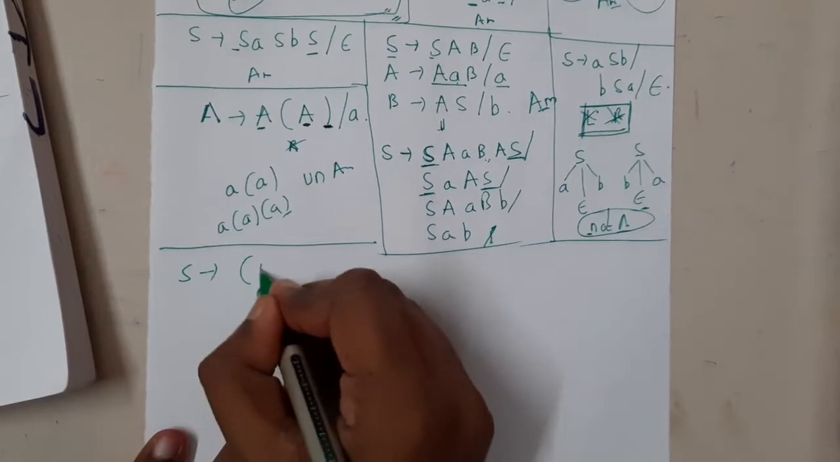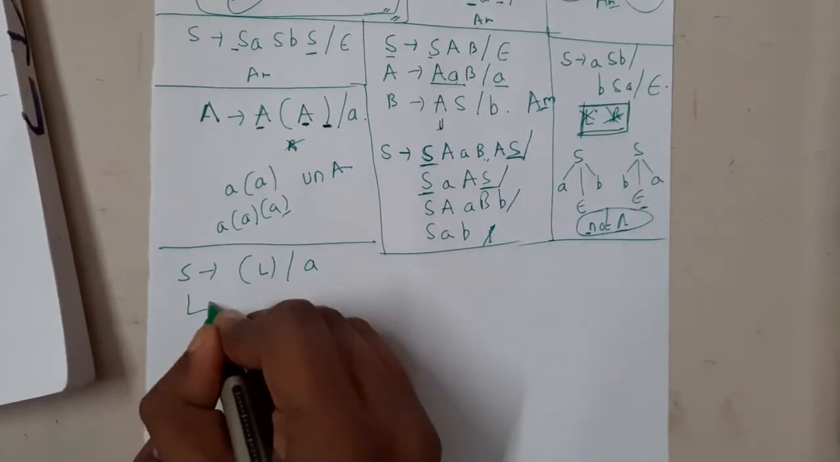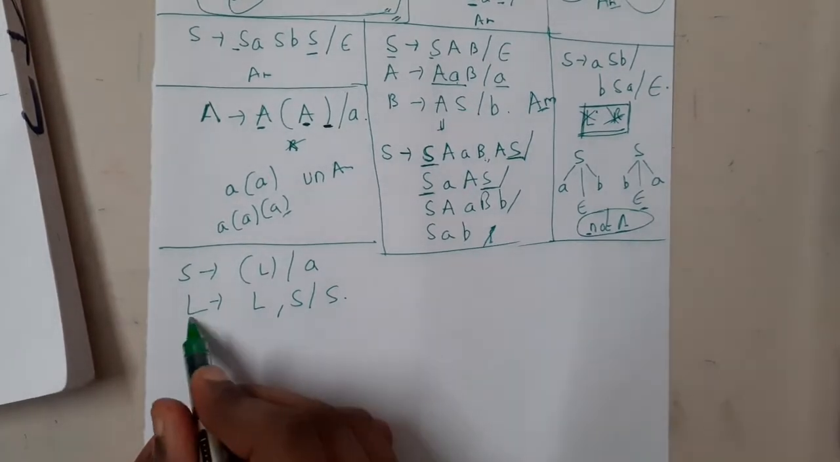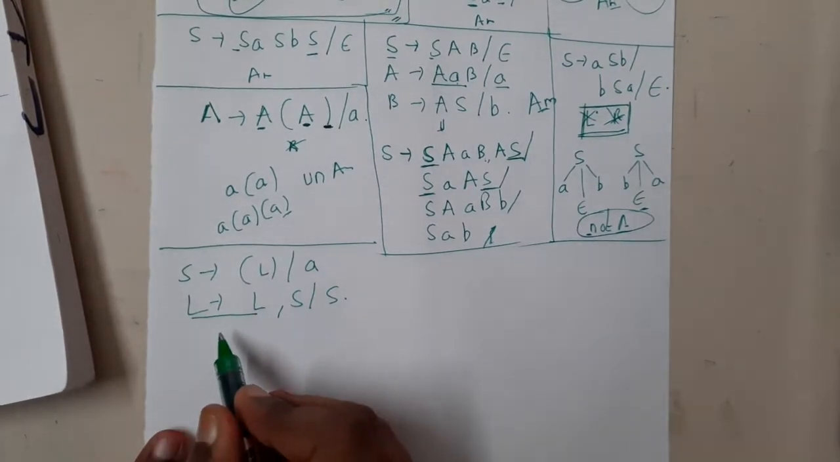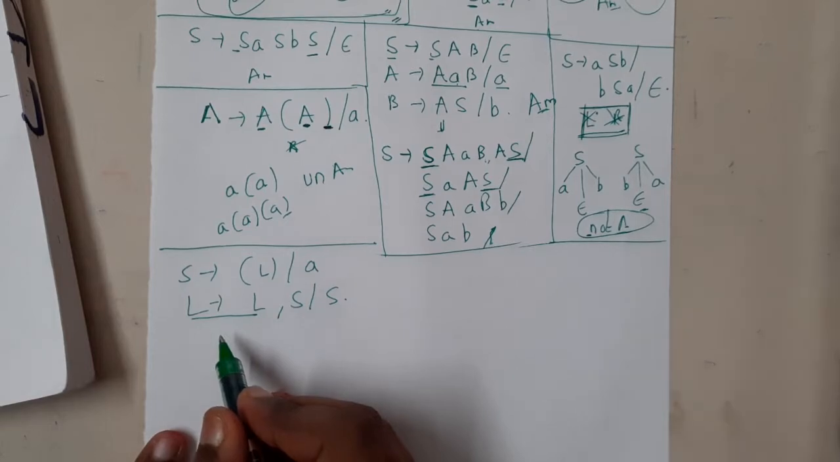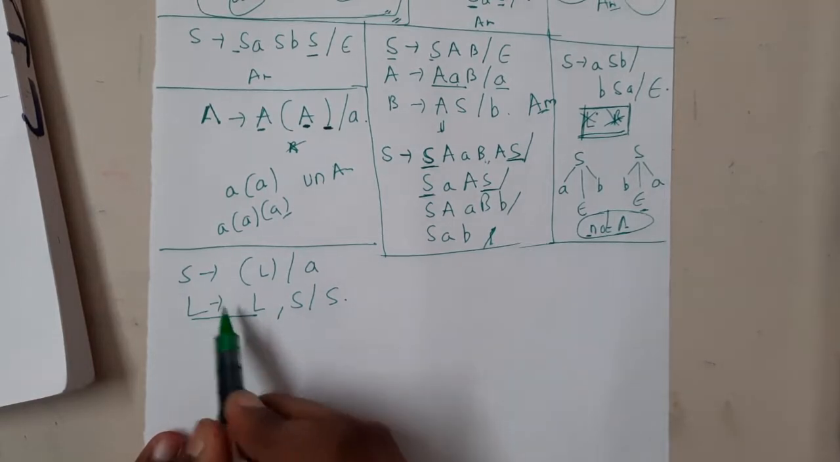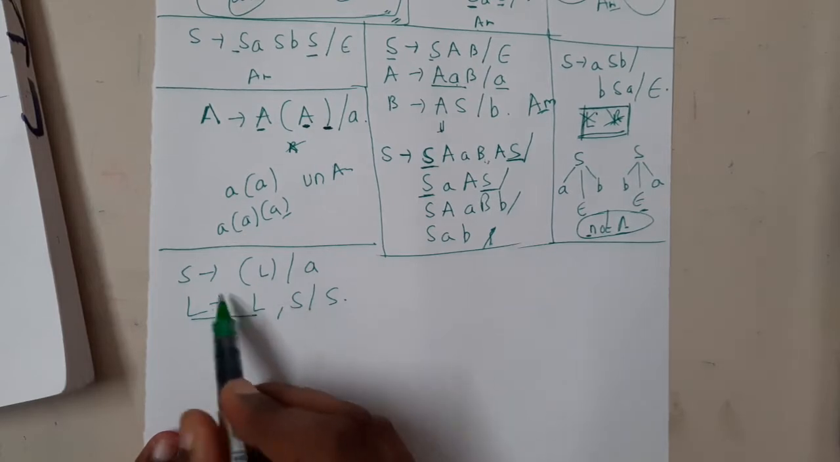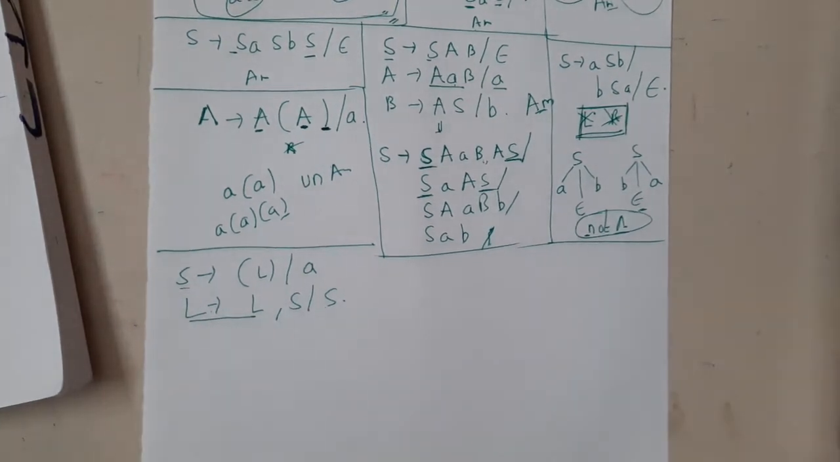The next question is S implies L/A, L implies L comma S slash S. So is there left recursion here? Yes. Is there right recursion? No. So the only option is to substitute this L here, guys. But here there is a huge recursion, right? So this S is going to repeat this S again.